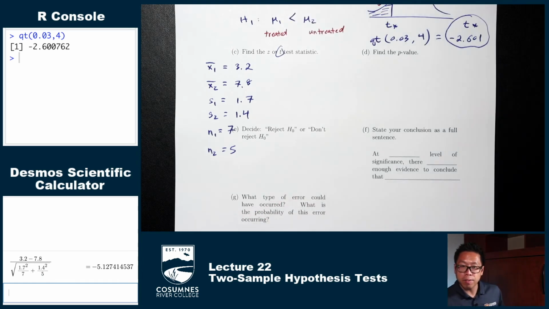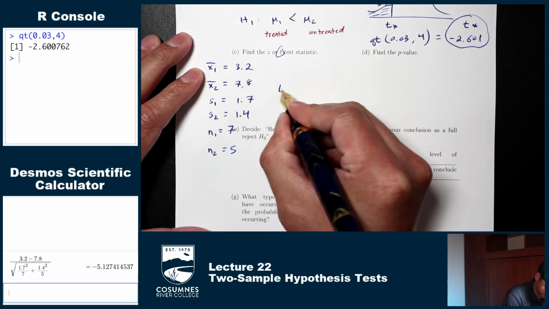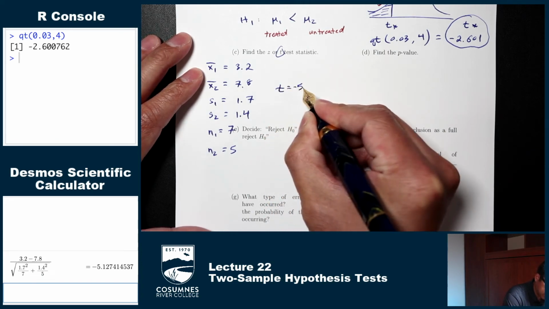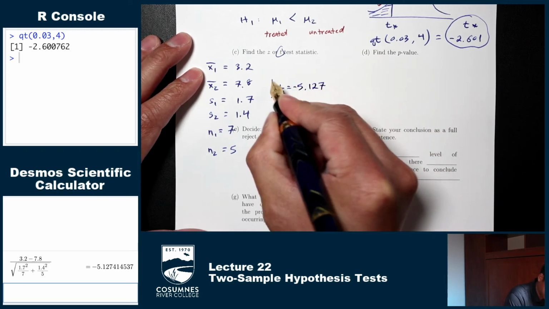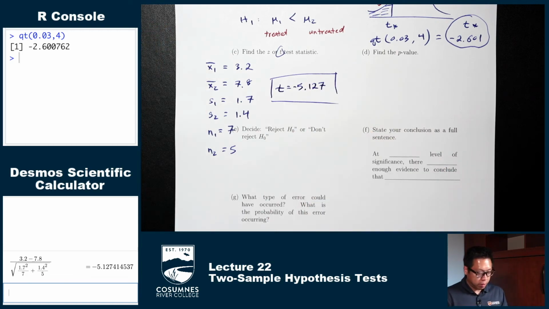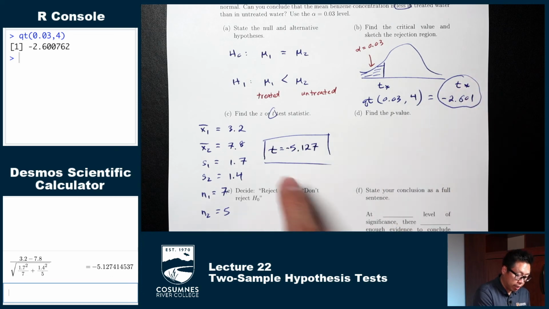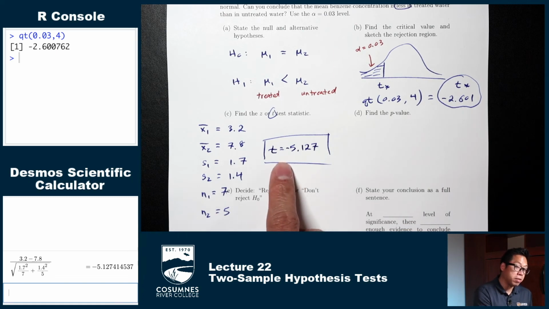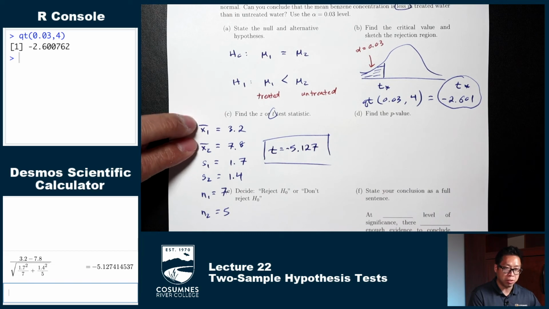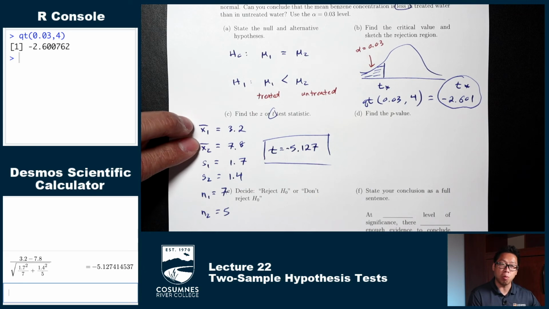Right, so I get a negative 5.127, and that's our t. Negative 5.127. Okay, so for pictures that are shaded left, I do expect the critical value and the test statistic to be negative. So if for some reason you ended up with a positive answer here for the test statistic, what probably happened was you swapped your ones and twos. You didn't listen to my recommendation of labeling and you accidentally swapped the ones and twos.